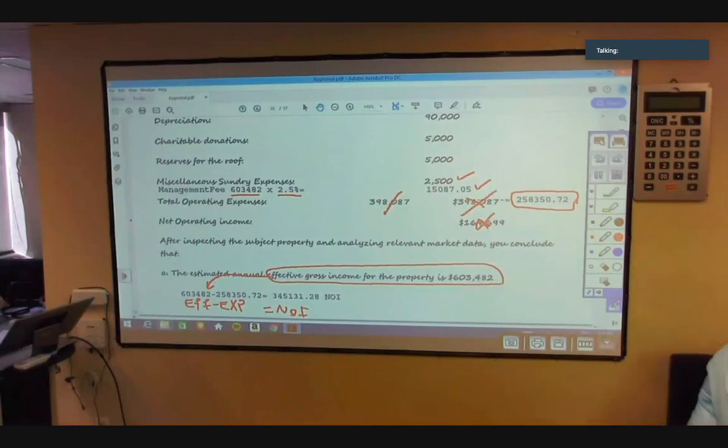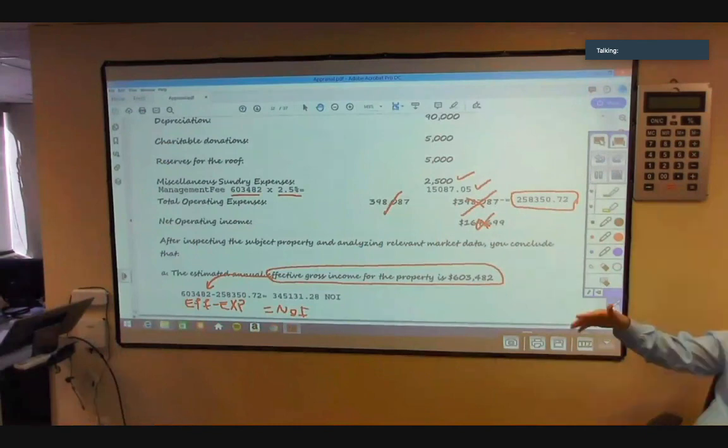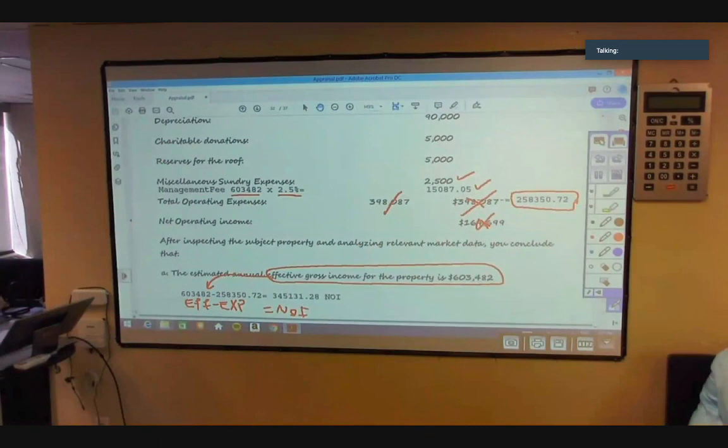So we are done with the income approach. Obviously in the exam they're going to say, there's a similar building sold for this much, it had an NOI of this much, how much is the value of this building according to that building. Okay, so you could do that. We already taught you how to do that.